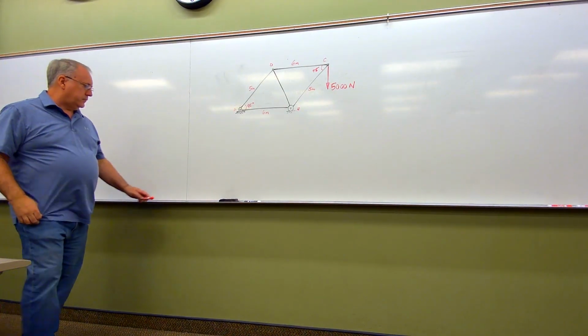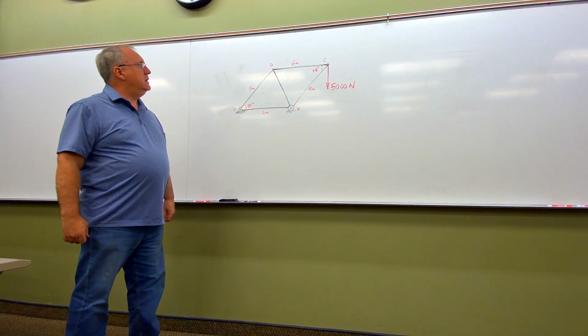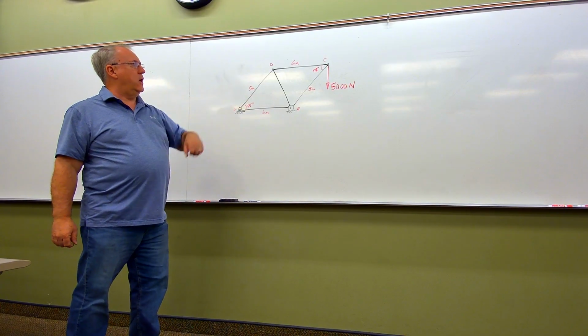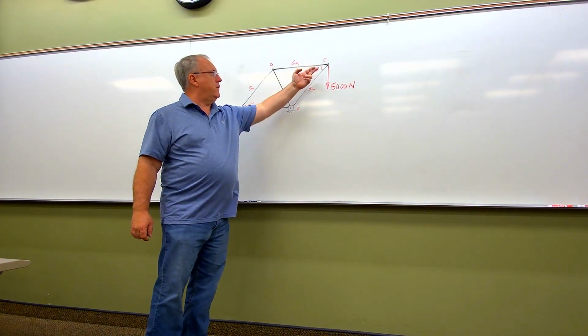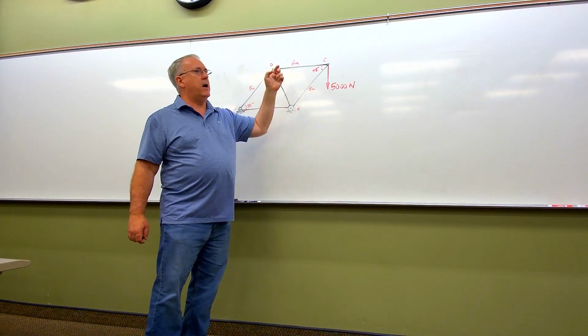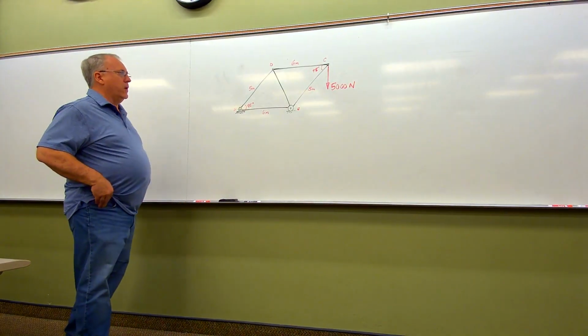So now, the task at hand, again, is to find all the forces in all the members. In other words, this 5,000 Newton force here, how much force does that impart in this one? How much does it impart in that one? And so on and so forth.